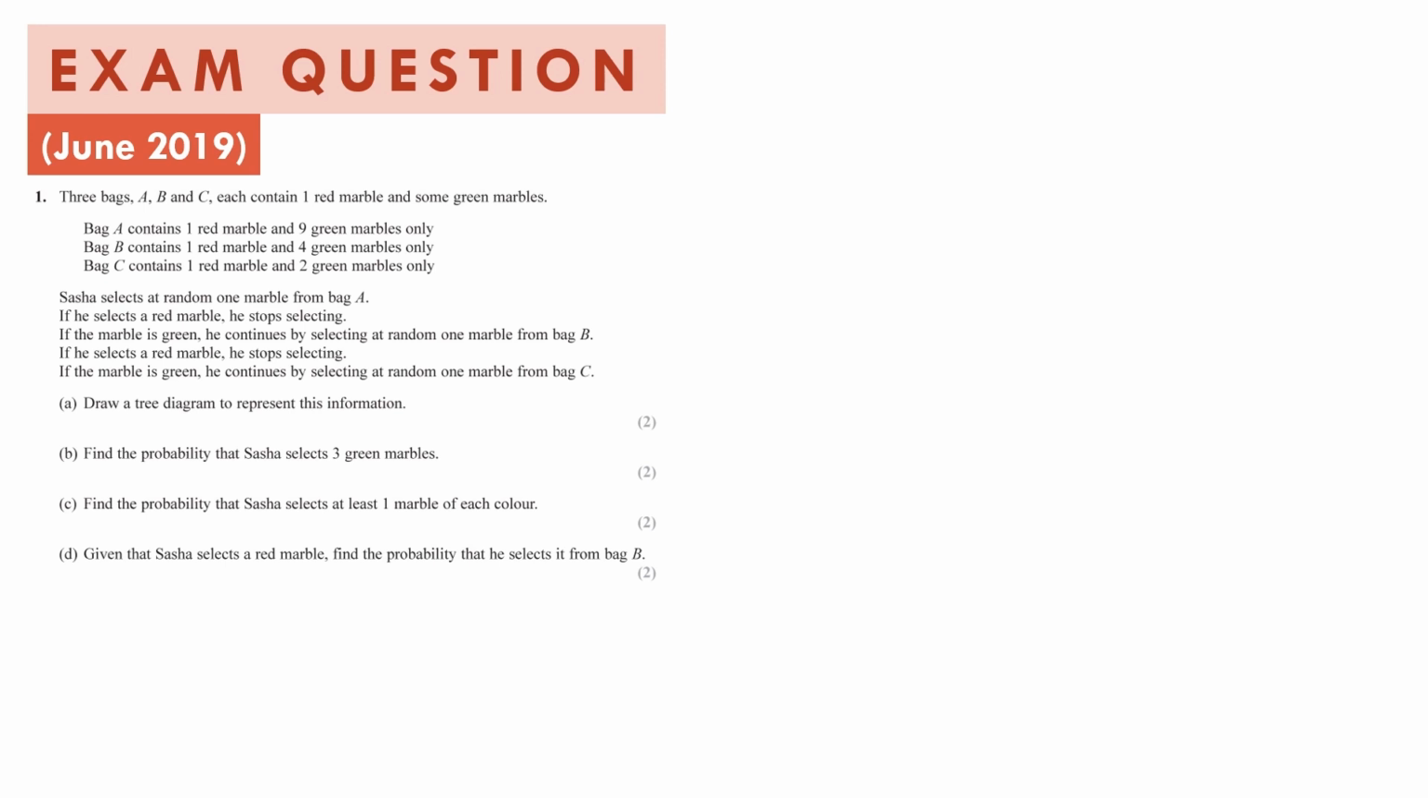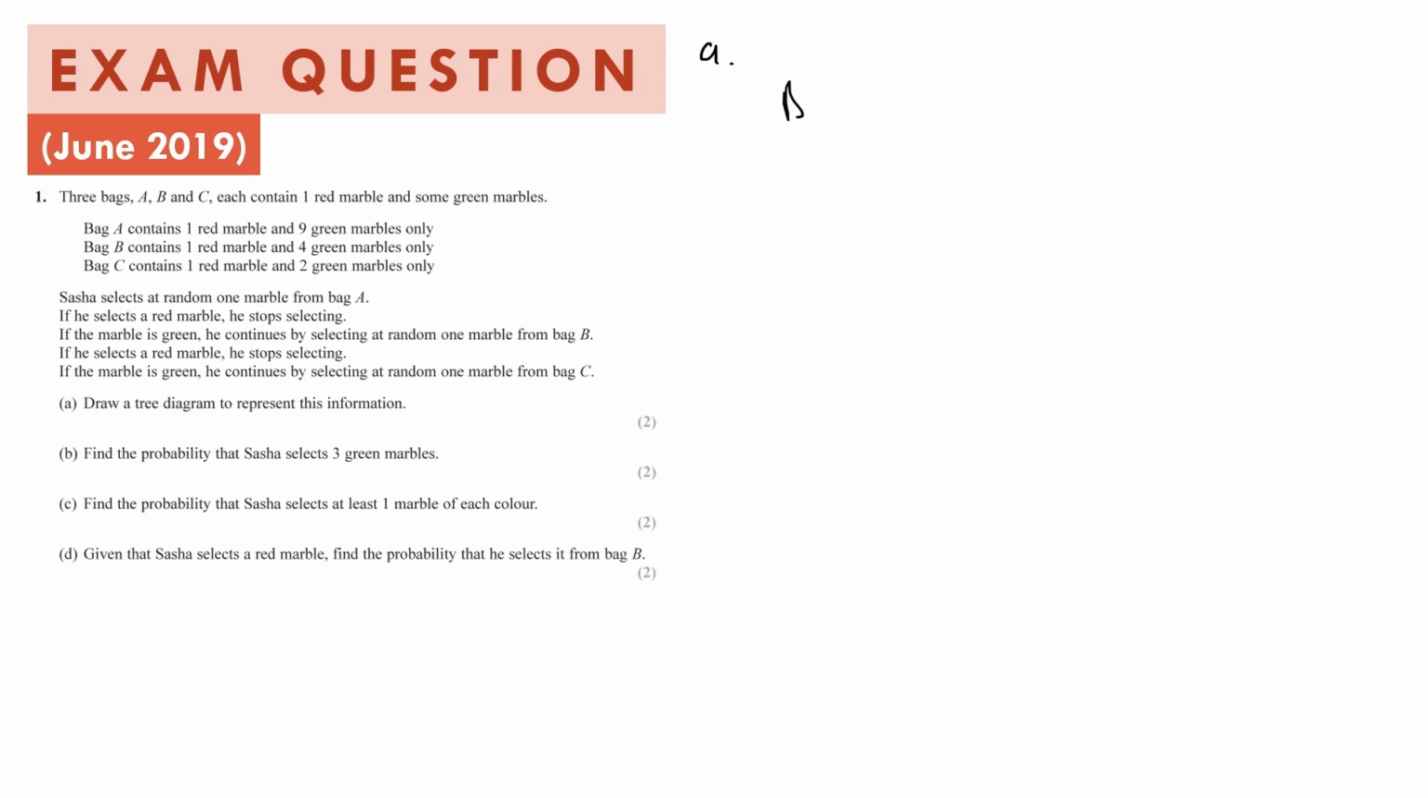Sasha selects at random 1 marble from bag A. If he selects a red marble, he stops selecting. If the marble is green, he continues by selecting at random one marble from bag B. If he selects a red marble, he stops selecting, and if the marble is green, he continues by selecting at random one marble from bag C. Part A asks us to draw a tree diagram to represent this information.